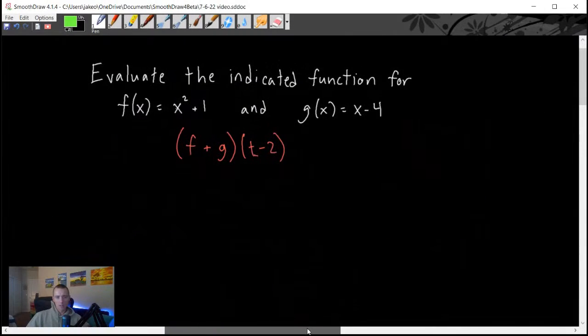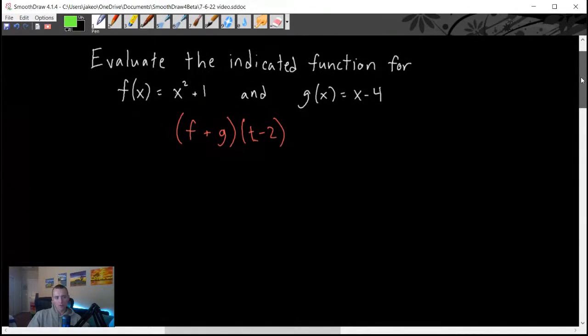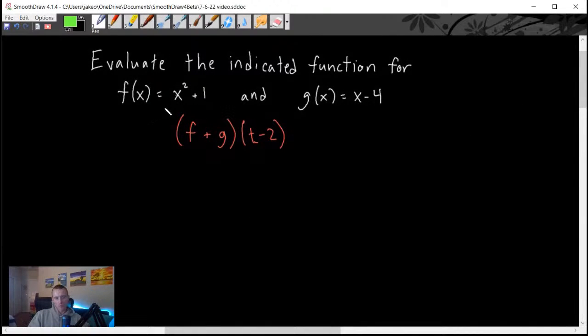We're going to keep on with this same type of problem here. We're still going to evaluate the indicated function for f of x equals x squared plus 1 and g of x equals x minus 4. But now the function that we need to evaluate is f plus g of t minus 2. So now this is a little different. We're going to start the exact same as we did the last one.